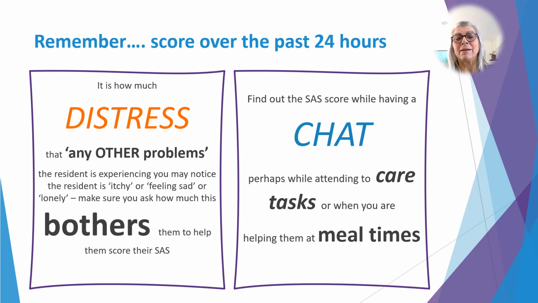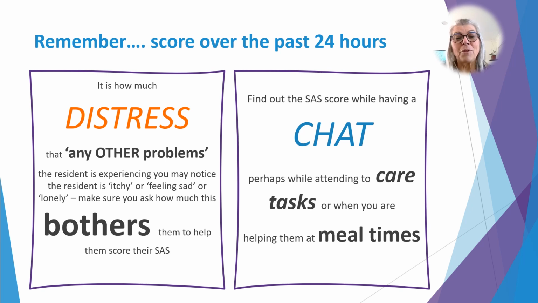So the resident may be experiencing itchiness all over their body. They might be feeling exceptionally sad. They might be feeling lonely. These are all things that can be seen as other symptoms. But make sure you ask how much it is bothering them, or how much it's distressing them, or how much it is worrying them to get the right SAS score.